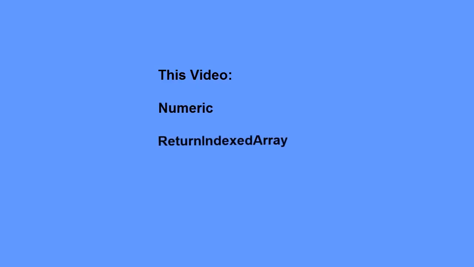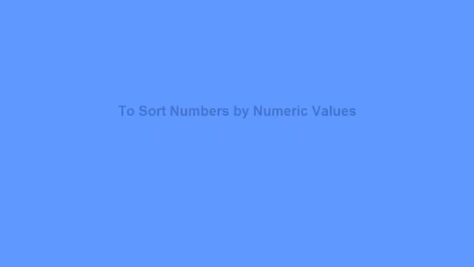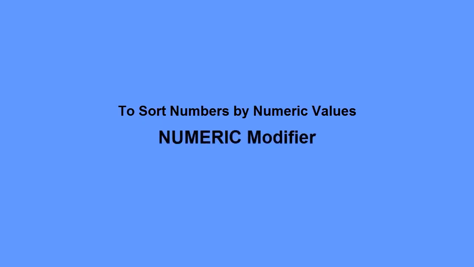In my previous video, I showed you how to use the case-insensitive and the unique sort modifiers. In this video, I'll show you how to use the numeric and the return indexed array modifiers. If you want to sort an array of numbers using the sort method, the numbers would be sorted according to their Unicode character values. If you want to sort the numbers by their numeric value, you will need to use the numeric modifier. In this example, I'll apply both sorts to an array of numbers and display the results.